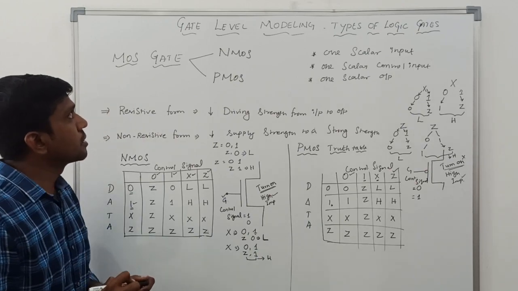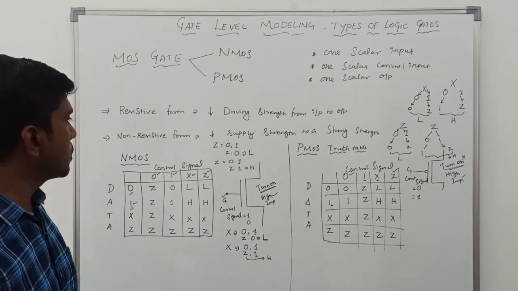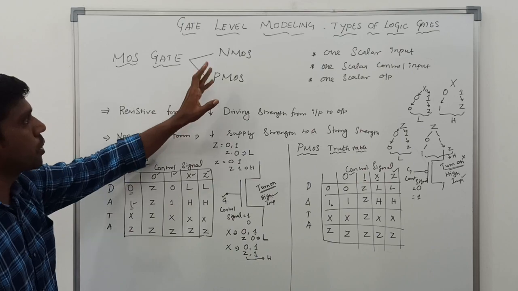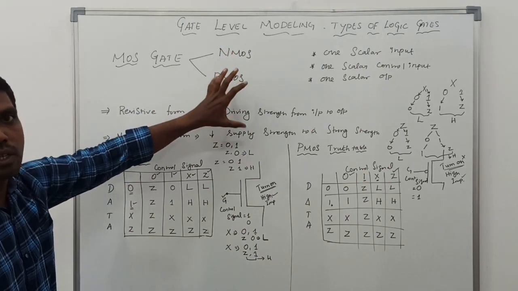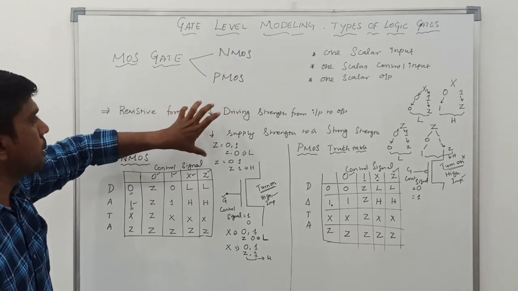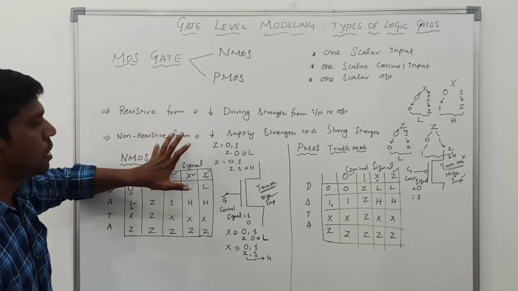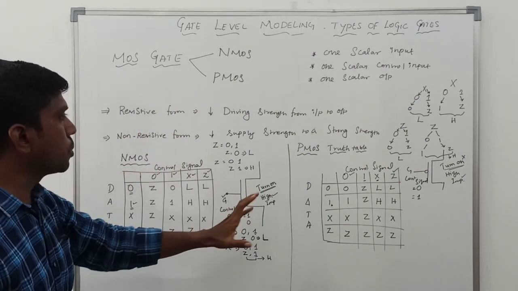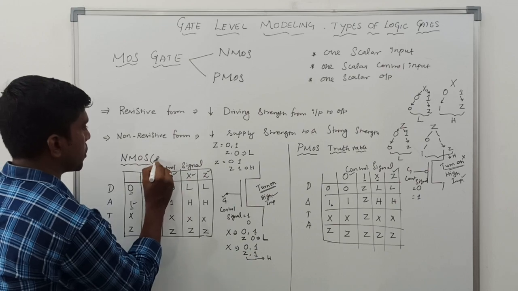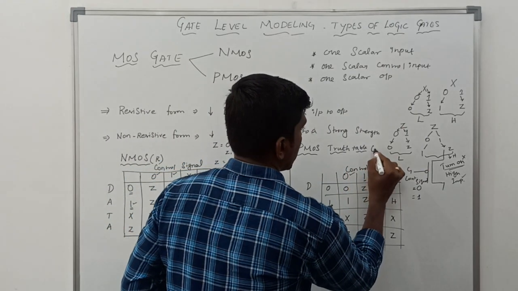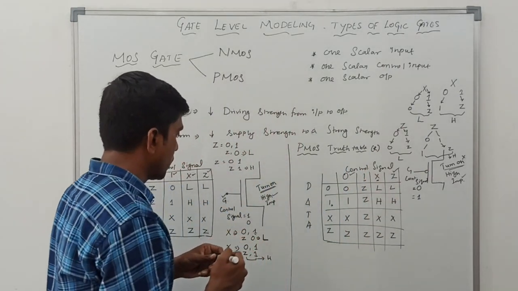So this is the simple explanation of the MOS gate. The MOS gate is classified into two types, NMOS and PMOS. The NMOS and PMOS operate in two forms, resistive form and non-resistive form. These two truth tables represent the resistive form.